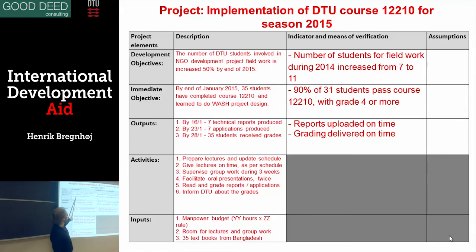If we look at the development objectives, we can look at how many are doing field works. Last year it was 7 DTU students doing field works on UBUS projects. Next year we wanted to increase by 50%, so if there's 11 next year, then we have obtained that.